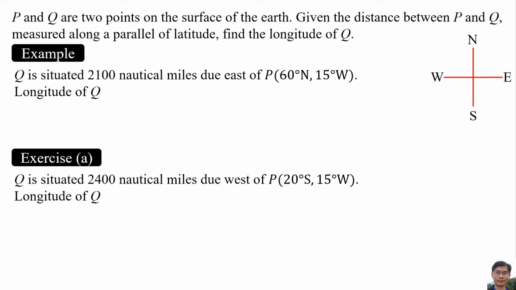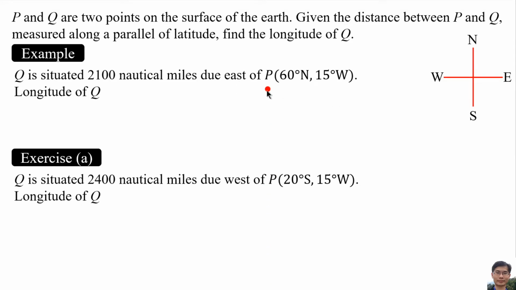P and Q are 2 points on the surface of the Earth. Given the distance between P and Q measured along a parallel of latitude, find the longitude of Q. Example: Q is situated 2100 nautical miles due east of P, and we find the longitude of Q.